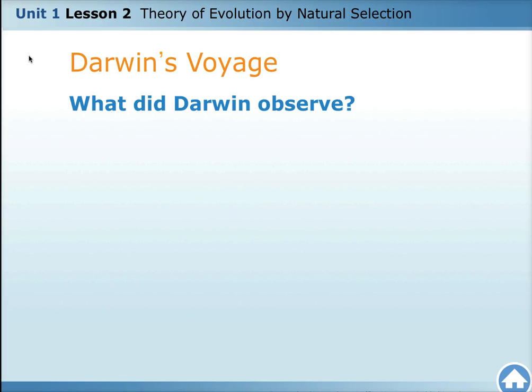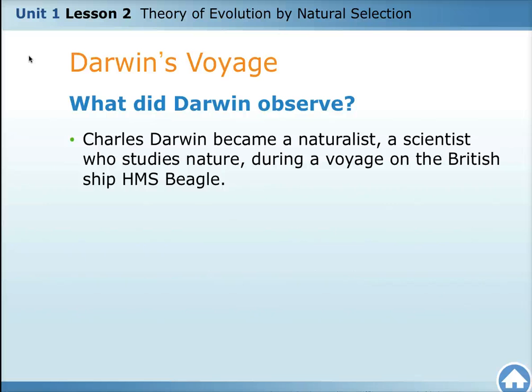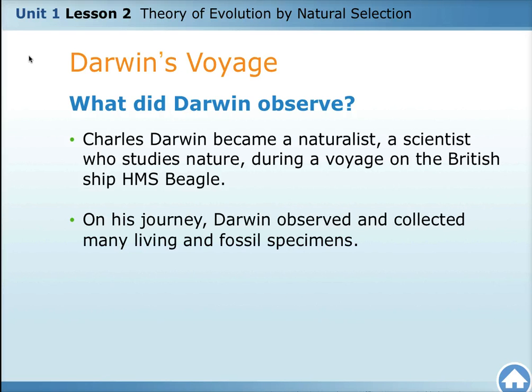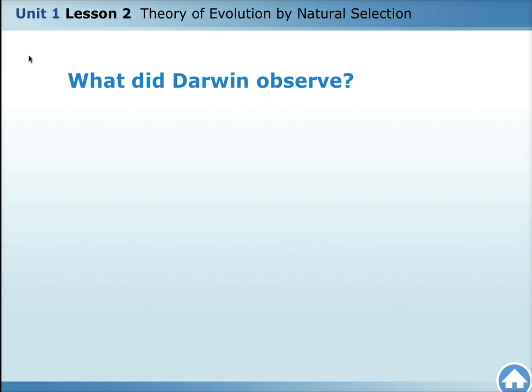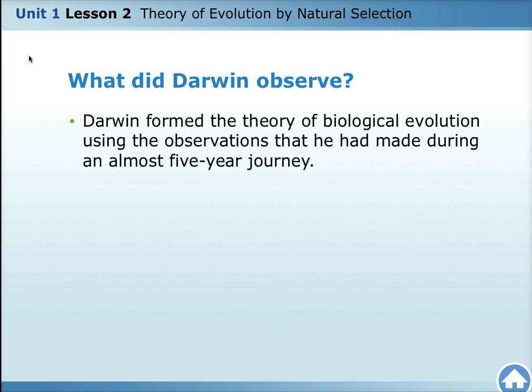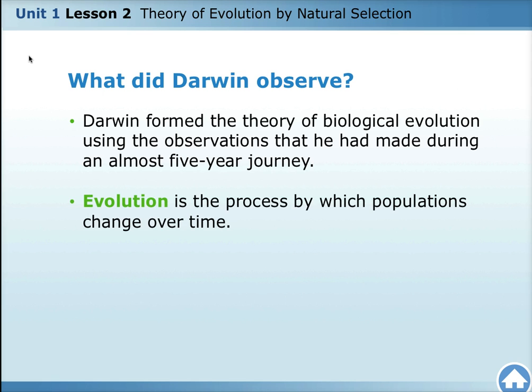Okay, so the first thing we're going to cover is Darwin's Voyage. If you look on page 16, there's a map that explains Darwin's voyage, and what we're really concerned with is what Darwin observed. So we're going to cover the question, what did Darwin observe? Charles Darwin became a naturalist, a scientist who studies nature, during a voyage on the British ship the HMS Beagle. On his journey, Darwin observed and collected many living and fossil specimens. Darwin made his most important observations on the Galapagos Islands of South America. Darwin formed the theory of biological evolution using the observations that he had made during the almost 5-year journey.